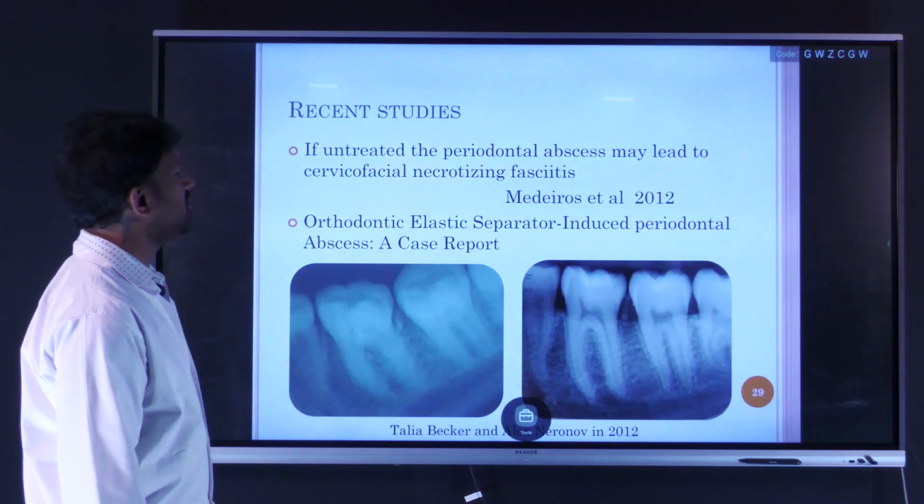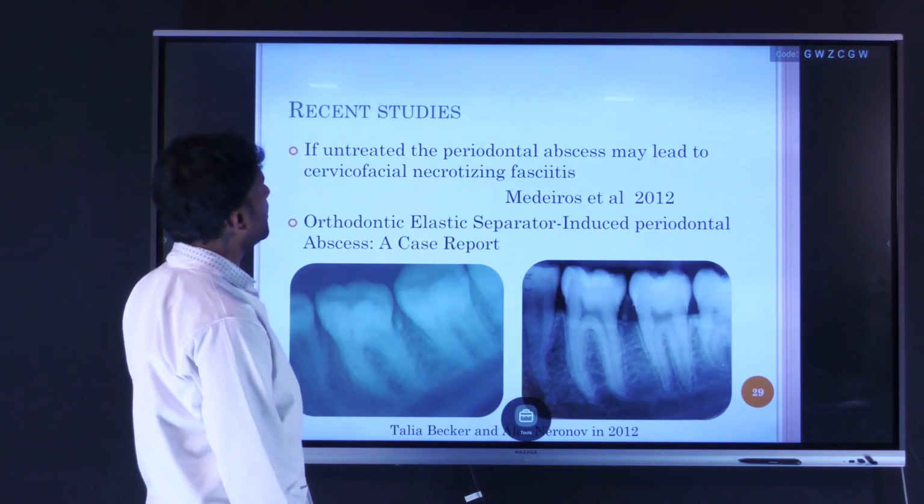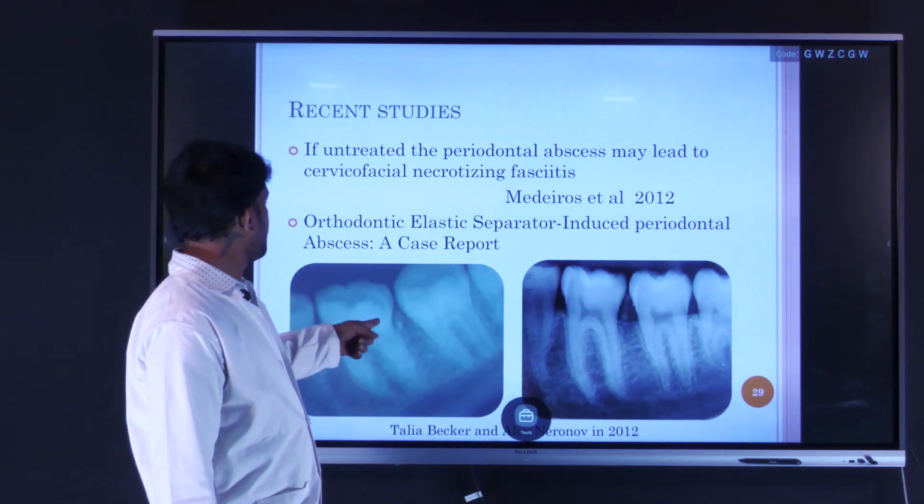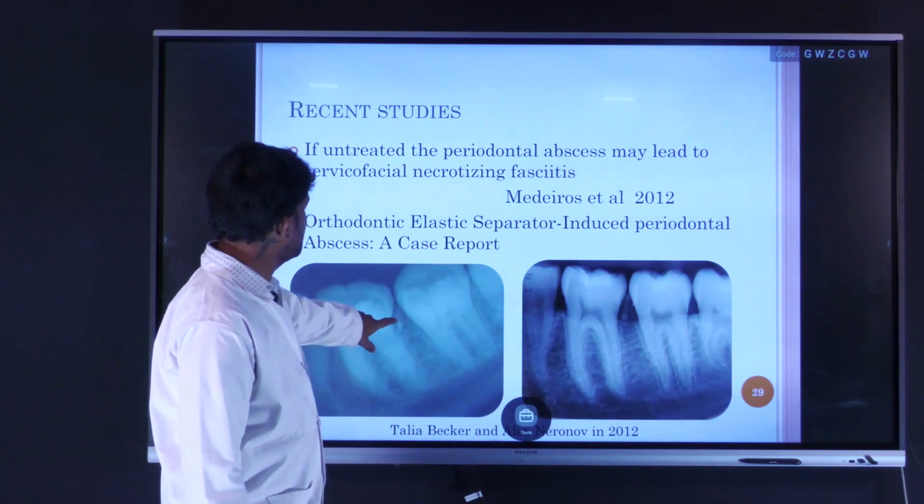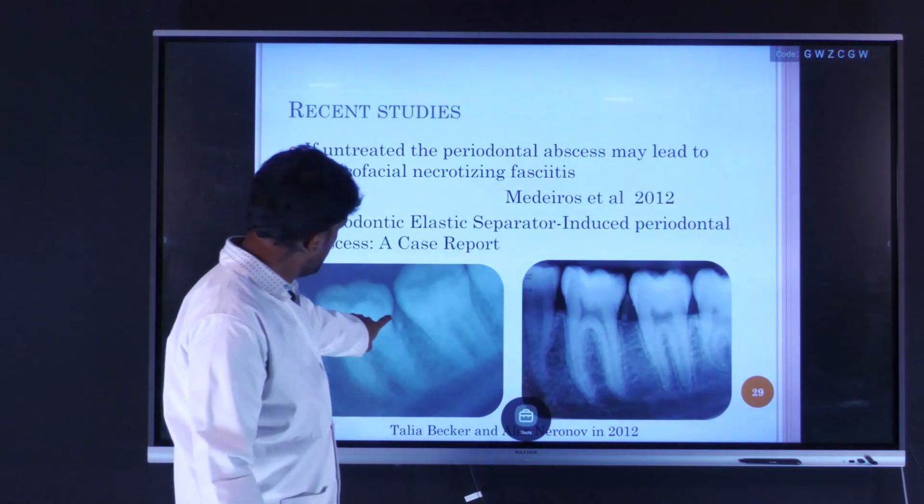In recent studies, even orthodontics can cause periodontal abscess, and if untreated, a periodontal abscess may lead to necrotizing fasciitis. An orthodontic elastic separator which is placed here induced a periodontal abscess over there. You can see the separator.